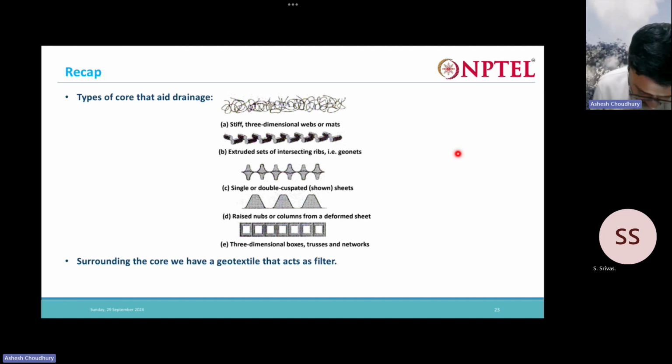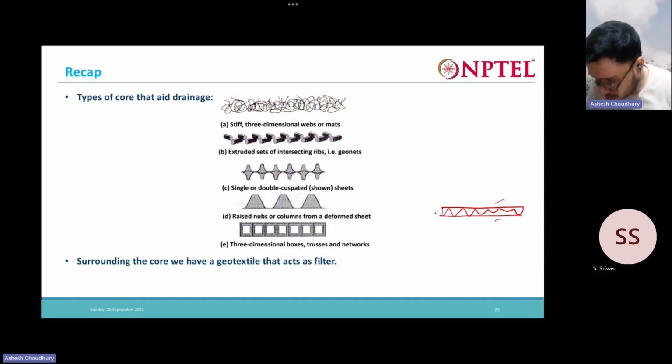Say you have one geotextile placed here, then one geonet, then another geotextile placed here. The geotextiles at the top and the bottom serve as a filter, and the geonet that you place serves the purpose of a drainage layer. Since geonets are nets which have 3D surfaces, they can easily allow water to pass through. So this is the core, and there we can have various cores.